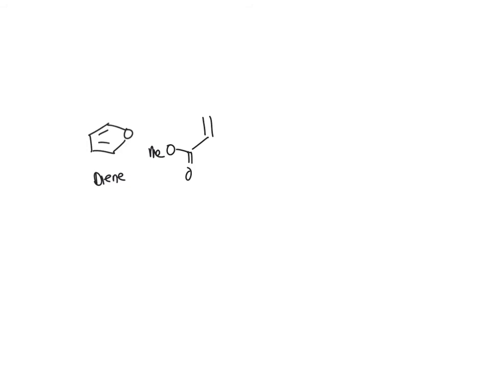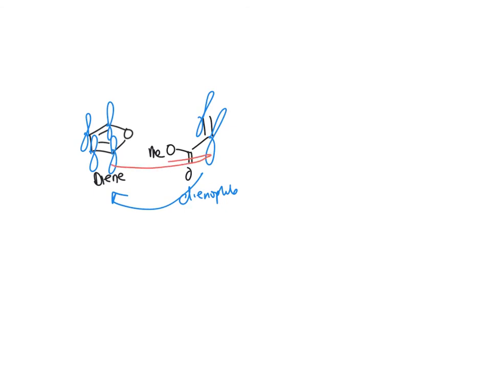Now what happens is you have these unhybridized p orbitals, and they're lining up for this reaction to happen. Your dienophile will actually slide underneath your diene. And so when this happens, these electrons will line up, and that's how you form that new bond.